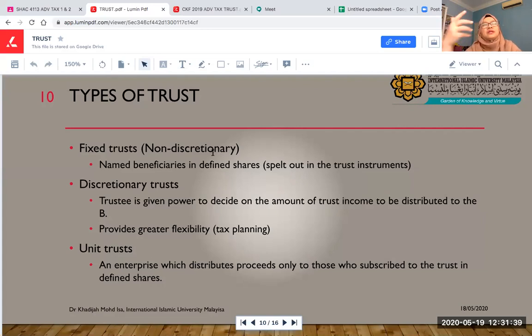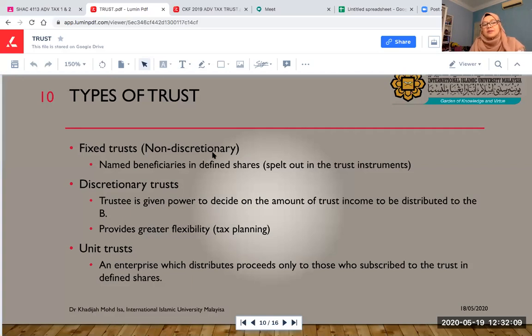Discretionary means you have discretion, you can decide on your own. When it is non-discretionary, it means that you cannot decide. Who has to decide? The trustee, since we are talking about trust. So the trustee decides how much to give to the beneficiaries. If the trust is non-discretionary, the trustee cannot decide. You must follow the will: if it says half, you must give half to the beneficiary. That's why it's called non-discretionary, or we also call it a fixed trust. You just follow that.